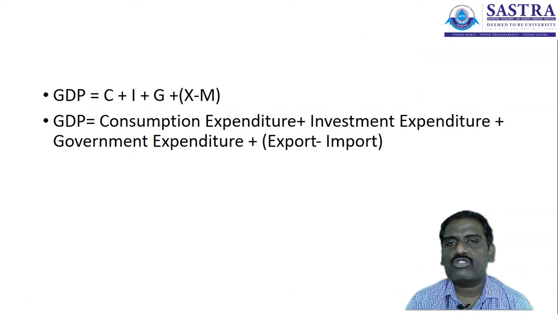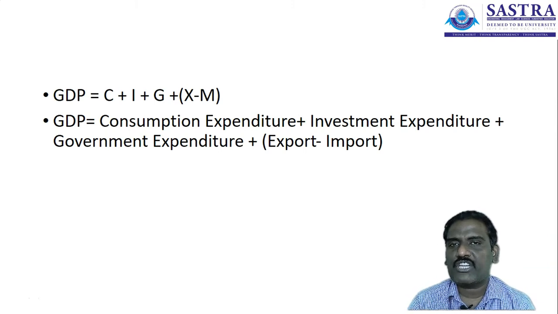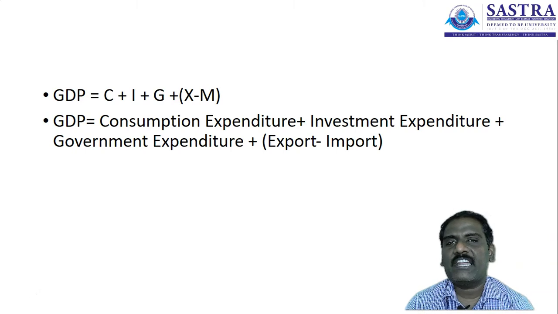So how is this gross domestic product calculated? A few important variables are taken into consideration: C plus I plus G plus X minus M. So what are these variables? The first one, C, stands for consumption expenditure, the total consumption expenditure in the particular country.